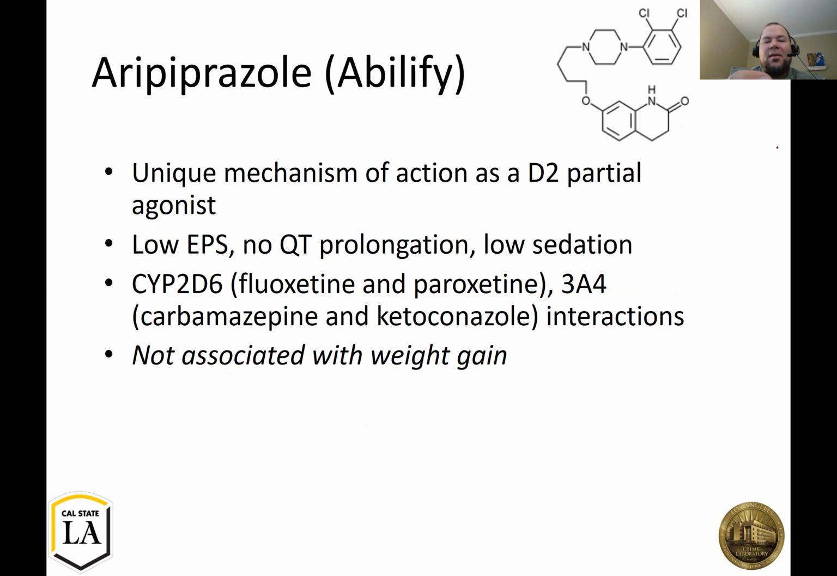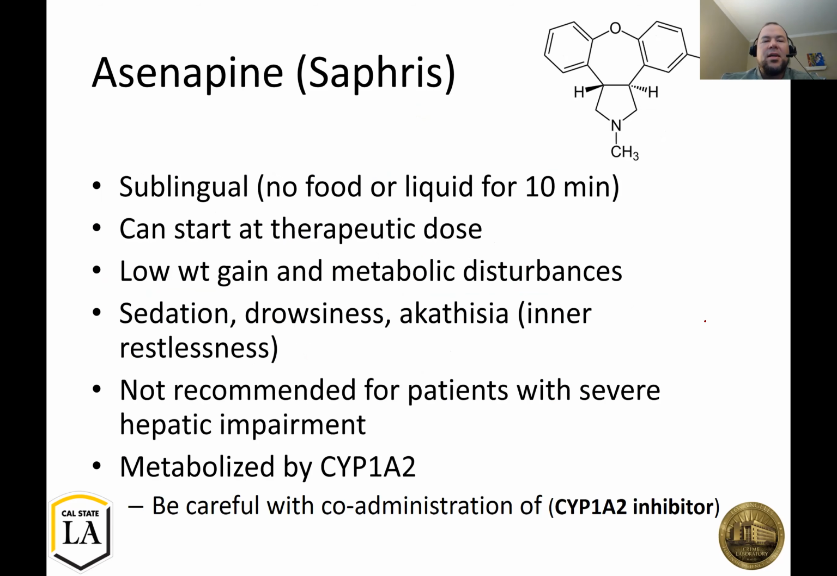Aripiprazole or Abilify, that might be a commercial that you've seen. Unique mechanism of action, it is a D2 partial agonist. Low extrapyramidal side effects, no QT prolongation, low sedation, so not so bad. Not associated with weight gain, so Abilify, there's a good drug there for you. But you do see some interactions with CYP2D6 and some of the cytochrome P450s, so got to keep that in mind.